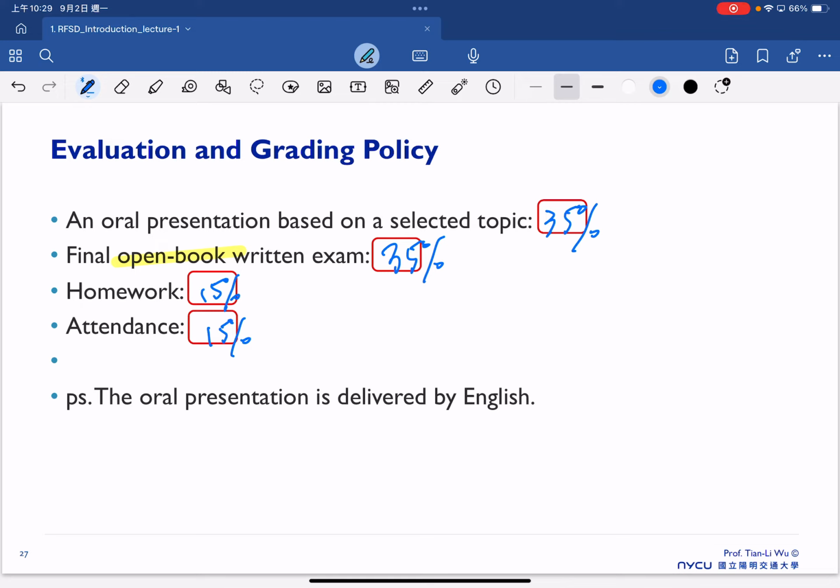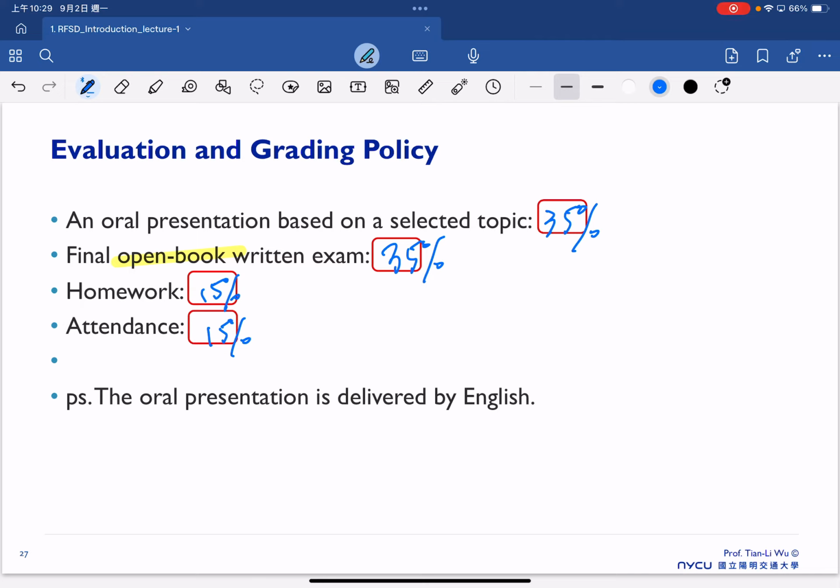Sometimes an open book exam doesn't mean it's an easy one. Last semester, I ran the semiconductor physics device class, and in the end, the average score for the final open book exam was lower than the midterm. The midterm was a closed book exam, but it's fine. Everyone still passed. Don't worry about that. As long as you work hard, there should be no problem.